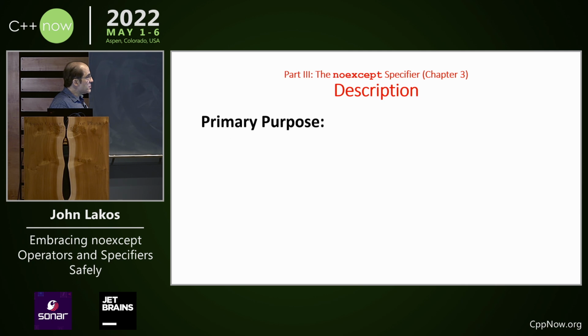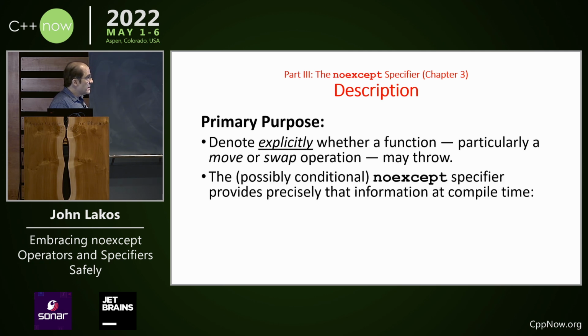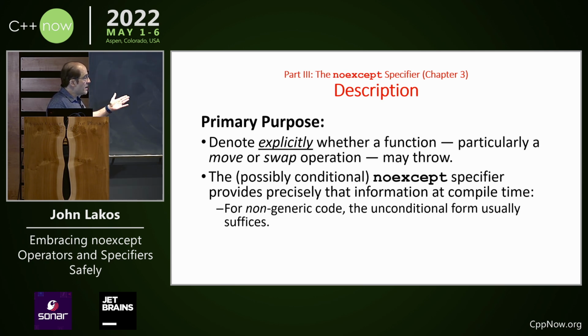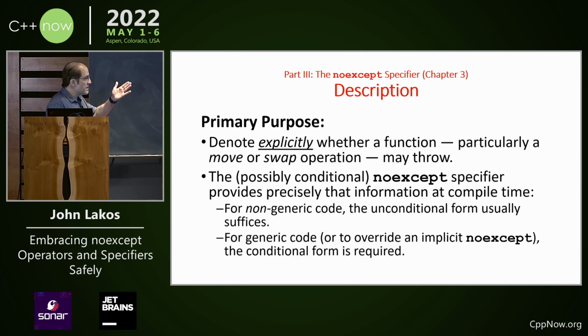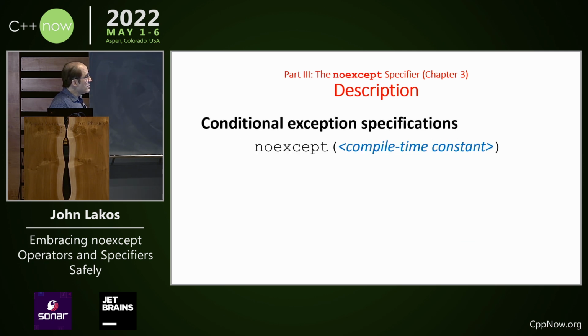Now, what's the description? The primary purpose is to denote explicitly when a function, particularly a move or swap operation, may throw. Particularly those. A possibly conditional noexcept specifier provides precise information at compile time. For non-generic code, the unconditional form usually suffices, and for generic code, or to override an implicit noexcept, the conditional form is required. Okay, so here we are. So right now, this is noexcept false. We put noexcept on, and now it becomes noexcept true. Pretty straightforward.